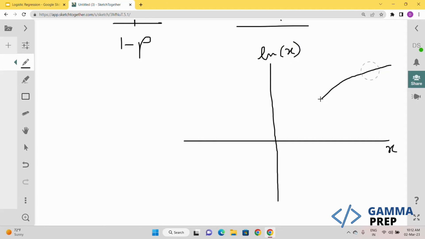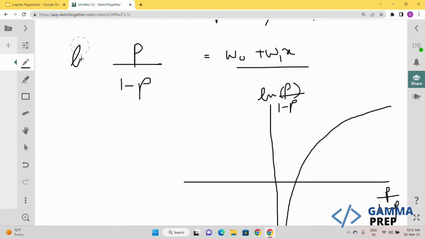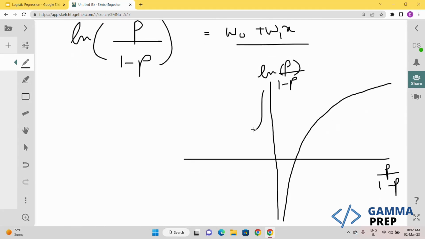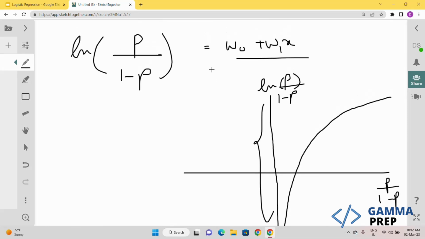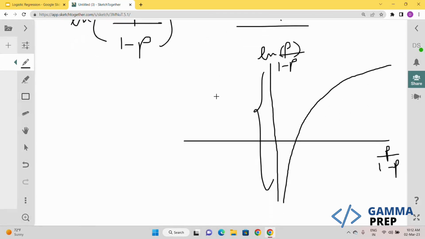So if you see ln x looks like this, that ln x could be positive or negative, but your x is always positive. So instead of x, we could have p by 1 minus p, which means ln of p by 1 minus p could be anything, but p by 1 minus p will always be positive. It cannot go in the negative direction. So if I write it like this, that means w0 plus w1x could be any value, but p by 1 minus p will always be positive. And when it is always positive, then our probability will always be in the range 0 to 1. So that's what we will do.